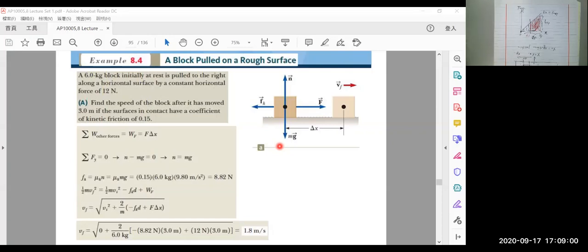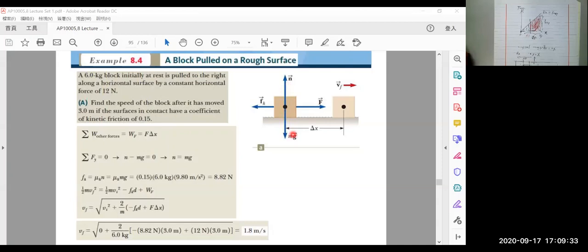You have a 6 kg block that is pulled to the right by a constant force of 12 Newton. Find the speed of the block after it has moved 3 meters, if the surface has a coefficient of kinetic friction of 0.15. So first, we draw the force diagrams. We understand what the forces are.